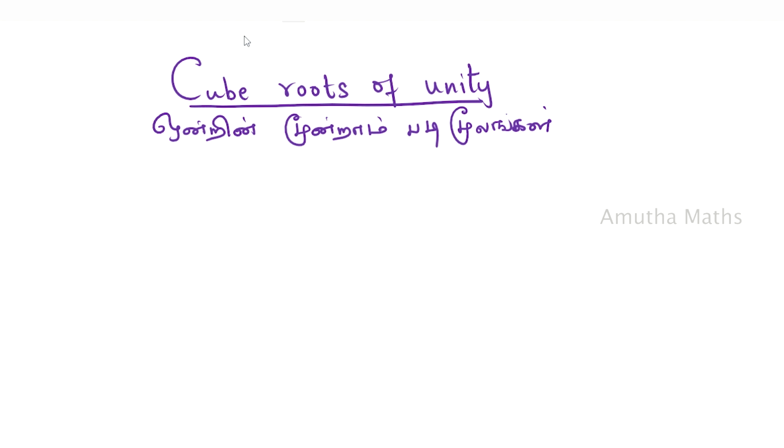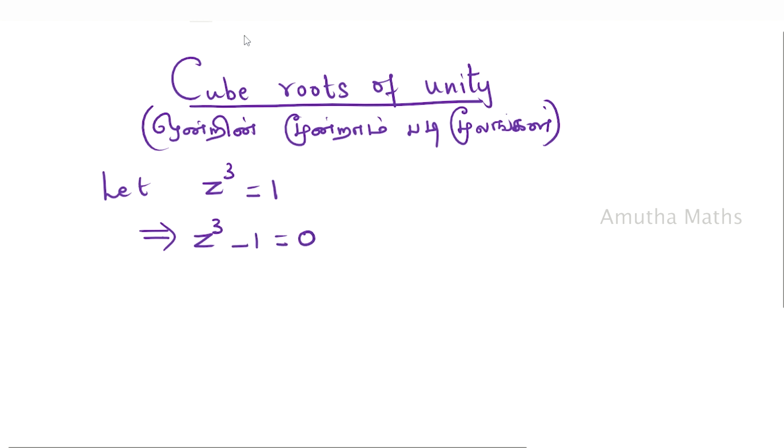Hi students, today in this session we are going to see cube roots of unity. ஒன்றின் மூன்றாம் படி மூலங்கள். Let z cube is equal to 1. That implies z cube minus 1 is equal to 0. So here I am not going to apply De Moivre's theorem. Without applying De Moivre's theorem, I am going to solve this. I am going to find the cube roots of unity. De Moivre theorem use பண்ணாம cube roots of unity இப்ப கண்டுபிடிக்க போறோம்.